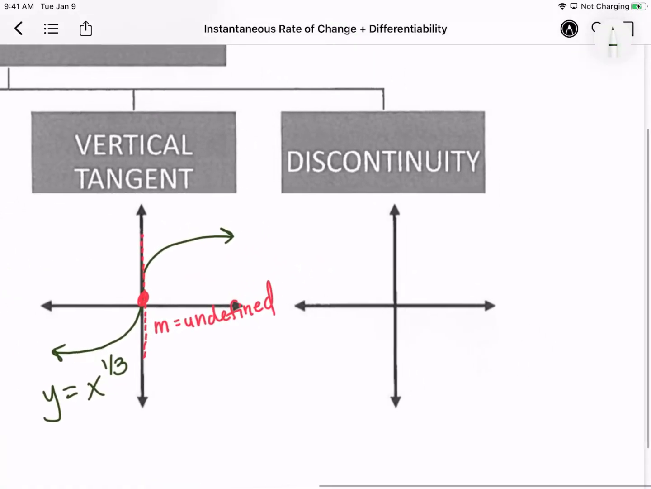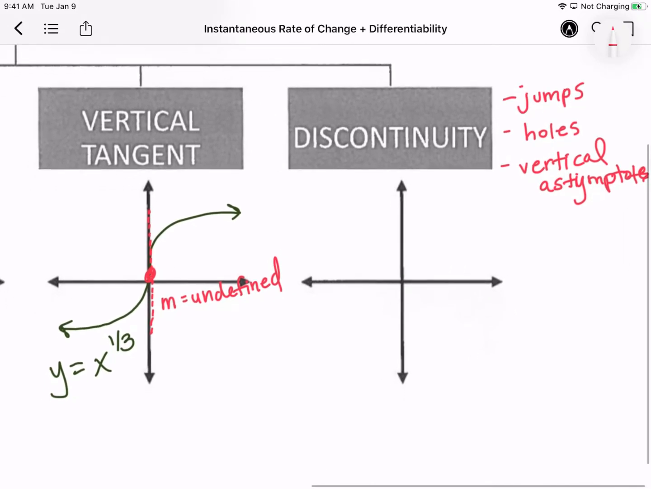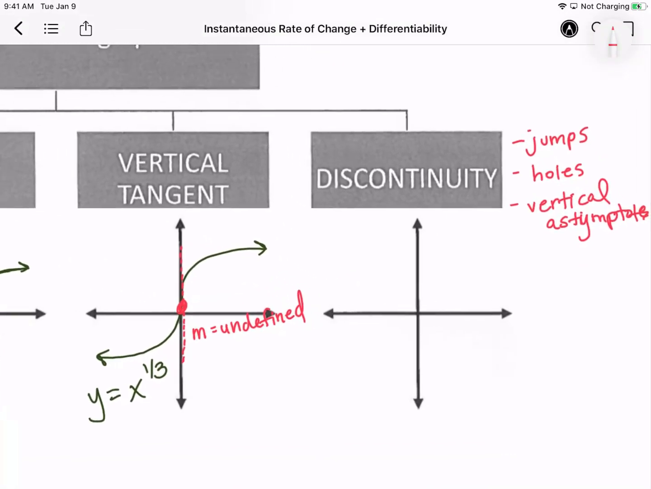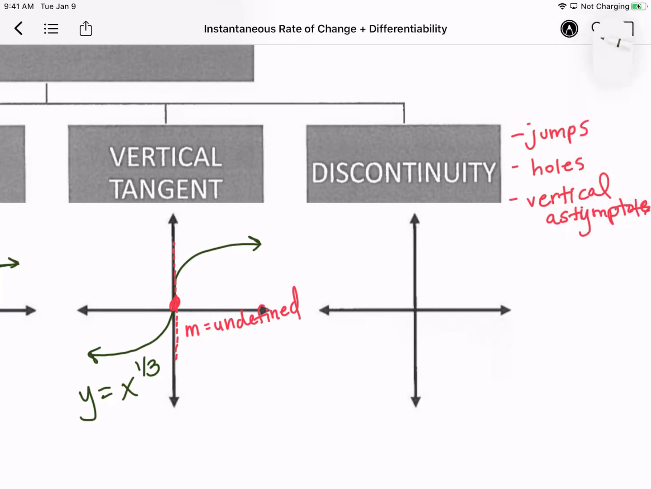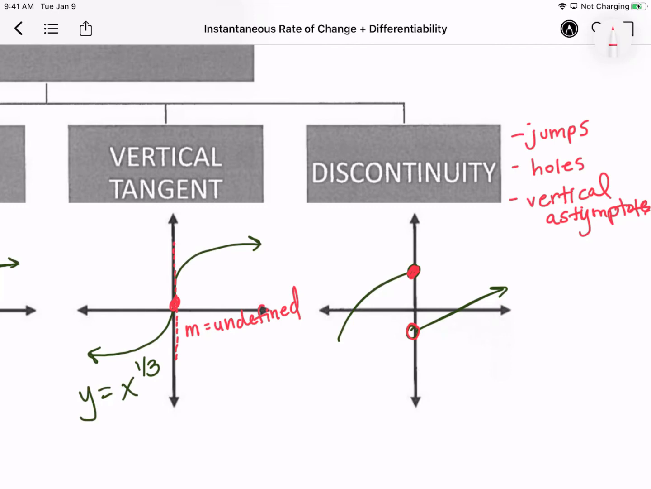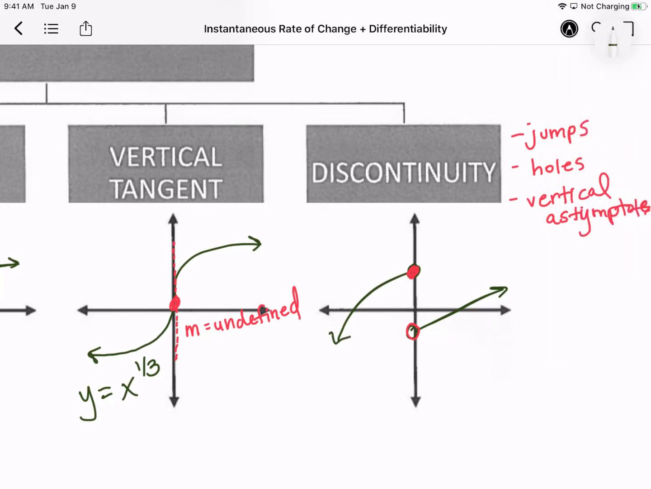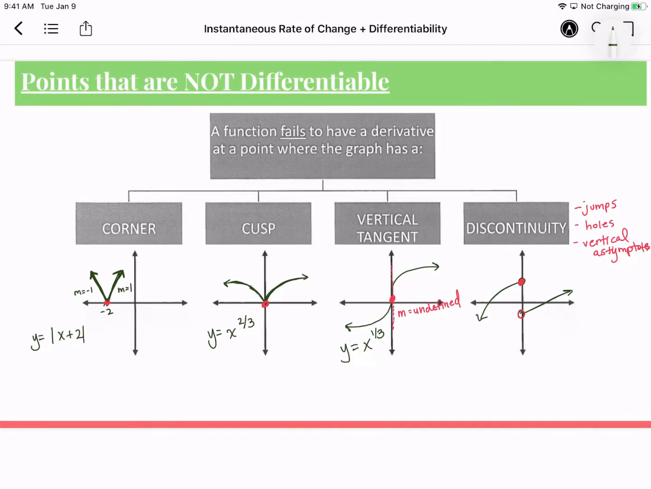Okay, and then discontinuities. Well, you know what discontinuities are. Discontinuities include jumps, holes, vertical asymptotes. So if a function is not continuous, it's automatically not differentiable. So I could draw any sort of discontinuity. We'll just draw it like this. So I see that it is not differentiable here at 0, because the left and the right derivatives are not the same. And it's just not continuous. Okay. Cool. I will make a note.